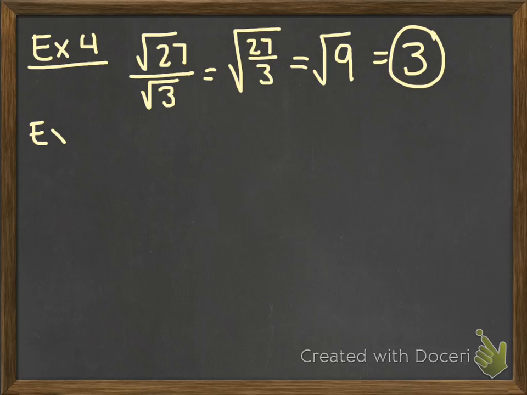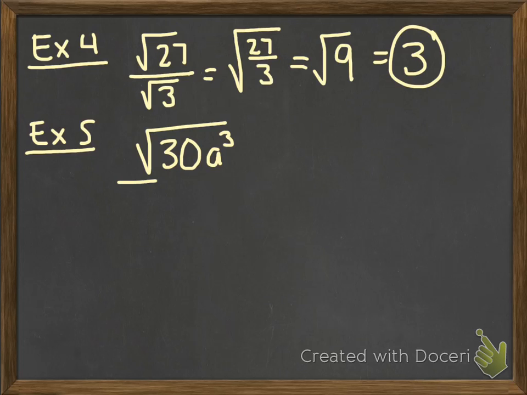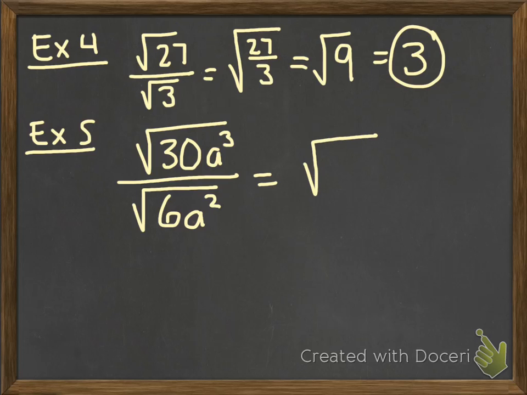Okay, example 5. We have the square root of 30a to the third divided by the square root of 6a to the second. Okay, you can divide these. 6 goes into 30 5 times, and a squared goes into a to the third a times, so it's radical 5a. That's the answer.